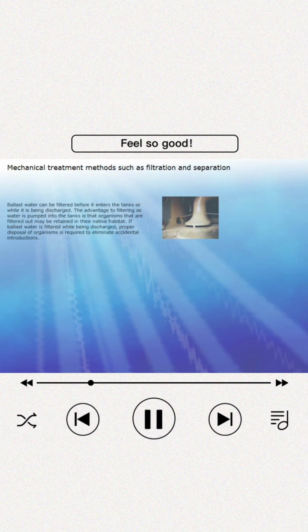Ballast water can be filtered before it enters the tanks or while it is being discharged. The advantage of filtering as water is pumped into the tanks is that organisms that are filtered out may be retained in their native habitat. If ballast water is filtered while being discharged, proper disposal of organisms is required to eliminate accidental introductions.